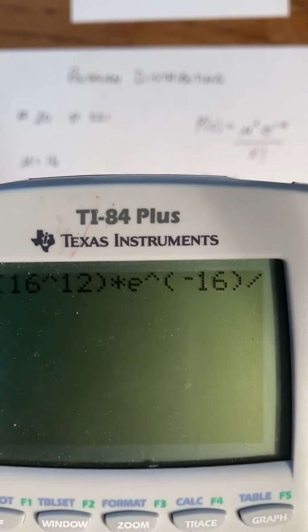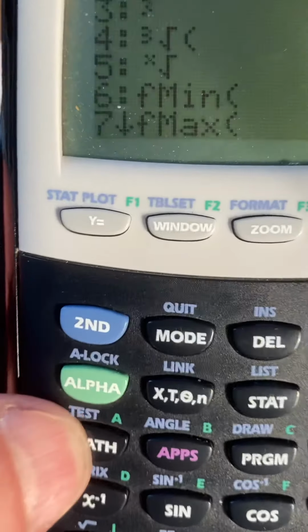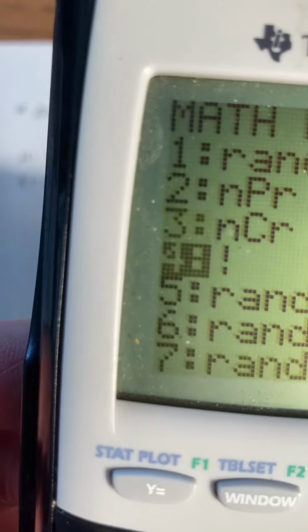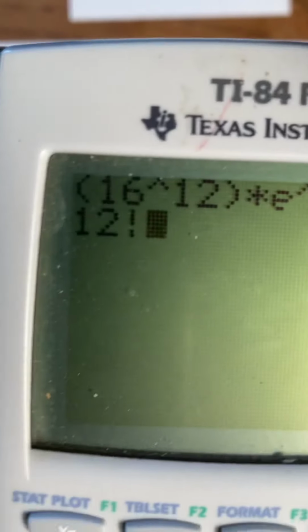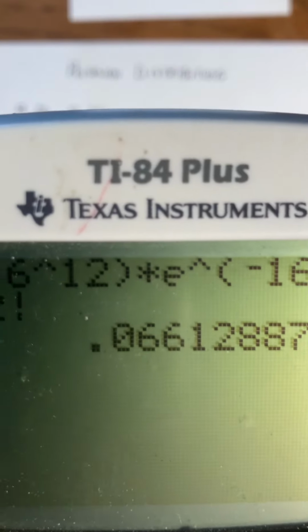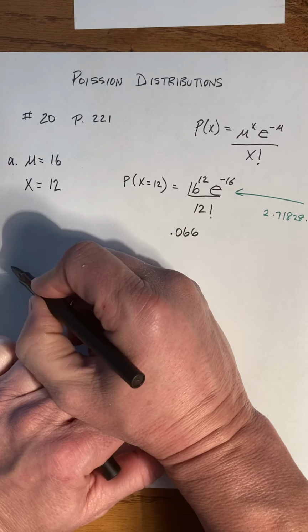Then we're going to divide this. You can hit enter now and then divide. We're going to divide it by 12 factorial. So we put in our 12. And then to find factorial, we're going to hit math, and then scroll over to probability, because that's what we're doing right now. And we're going to go down to the fourth one. You can hit the number 4 or scroll down to it and hit enter. And then it'll say we're dividing by 12 factorial. And if we hit enter, the answer comes out to be 0.066. So you can try this at home and make sure that you get 0.066. This is part A to the problem.